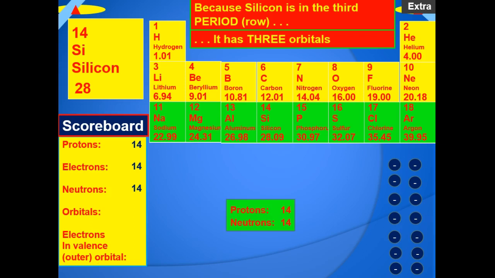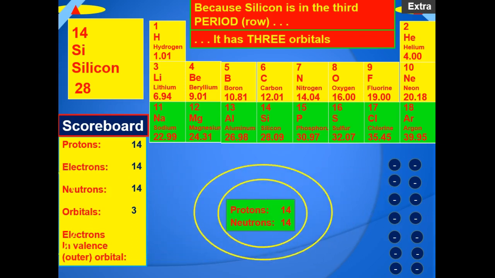Now you notice in the periodic table on your screen, we're skipping that big valley that goes across the middle of the periodic table. We're just going straight from beryllium to boron and from magnesium to aluminum. We'll get into what those metals are down below in a few lessons. Okay, so here we go. The orbitals are 3, so we're going to go ahead and draw those. There's 1, there's 2, and there's 3.